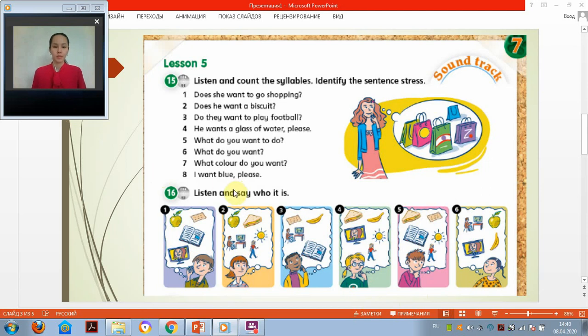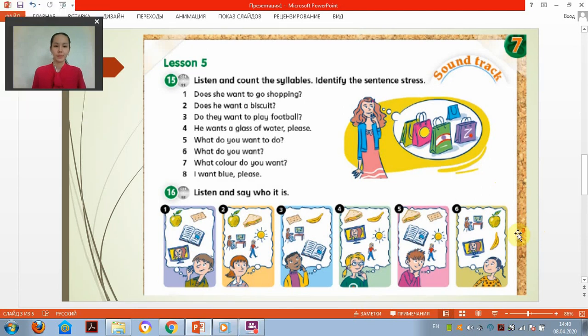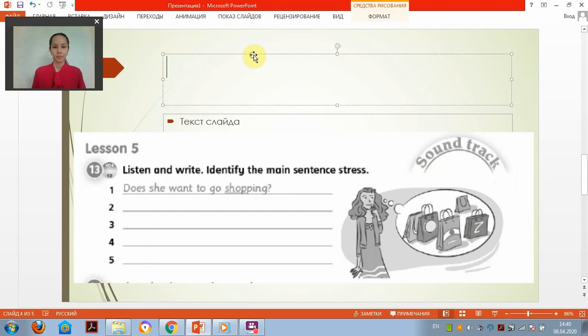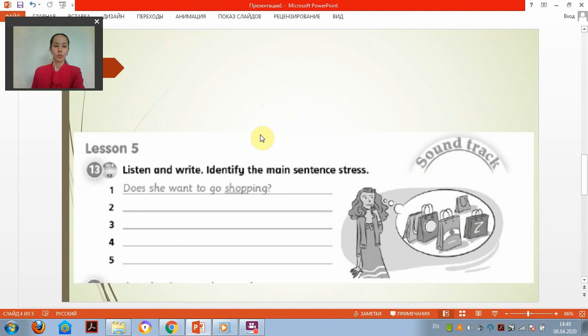Okay, that's great, perfect. So, let's go to the next exercise. I hope you are writing down all these exercises. Children, I think you are writing all of this exercise in your notebooks. Okay, next. Please open your workbook, the activity book. Please look at exercise 13 on page, if I'm not mistaken, 69. Please look at this exercise. Listen and write. Identify the main sentence stress. We listen, write the sentences, then write which word the stress falls on.